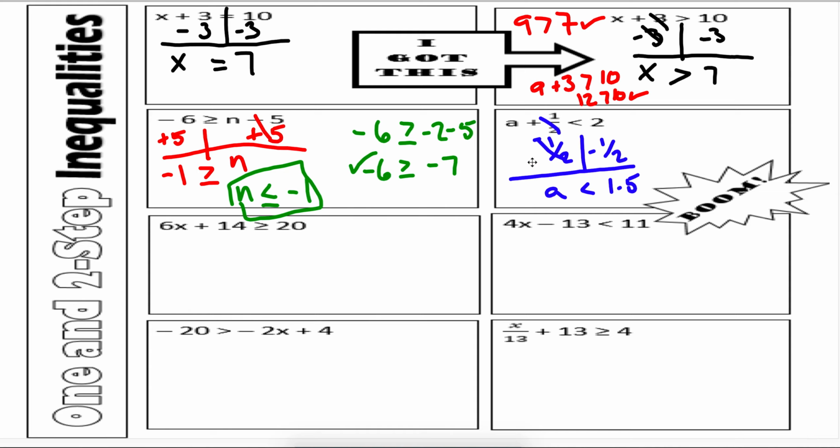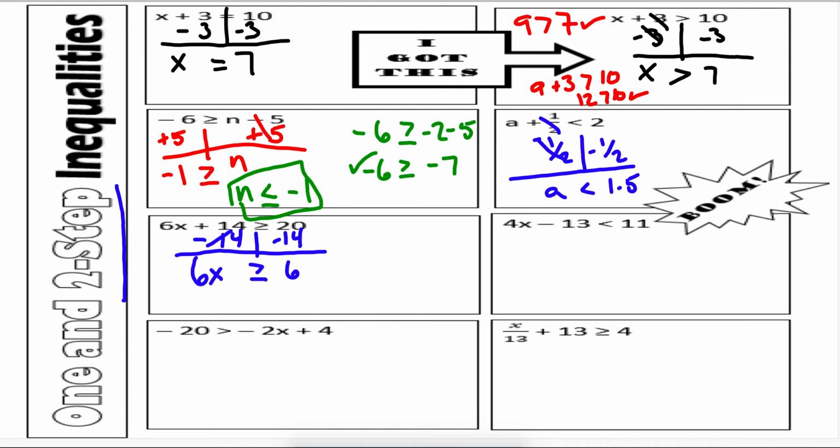Let's take it one step further. These are all one-step inequalities. Let's try some two-step inequalities. 6x plus 14 greater than or equal to 20. First thing, get rid of the constant. Left here is 6x, those cancel, which is greater than or equal to 20 minus 14, which, lucky us, is 6. That's helpful.